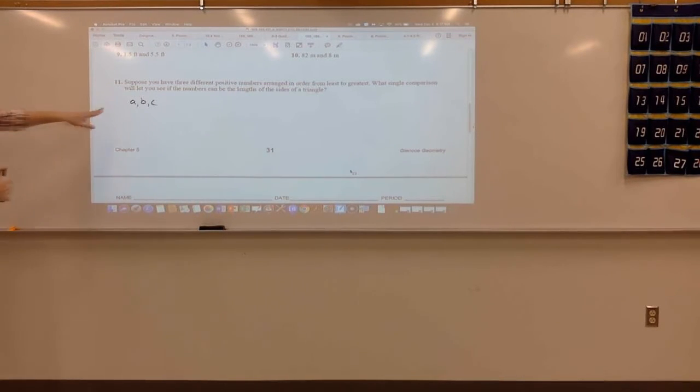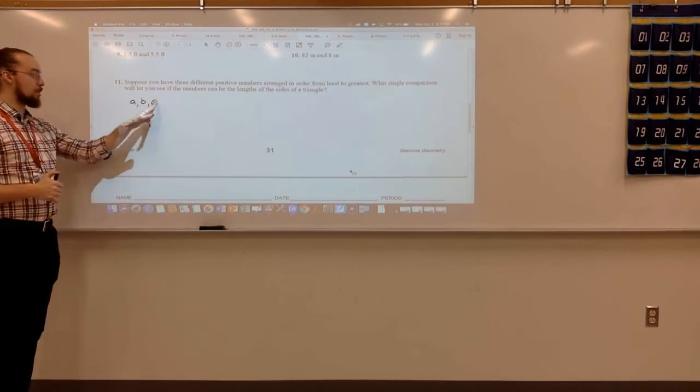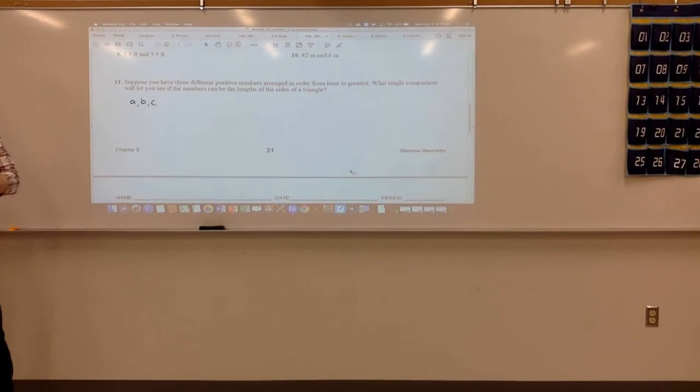So we know that this is the smallest, next smallest, and the largest of the 3 sides. So how could I write a single inequality that would allow me to see if these are the lengths of a triangle?